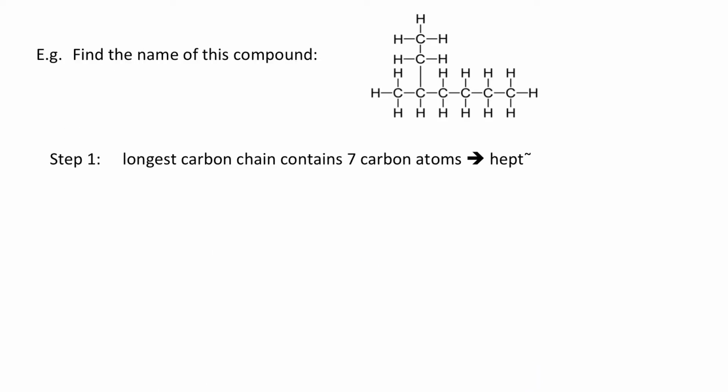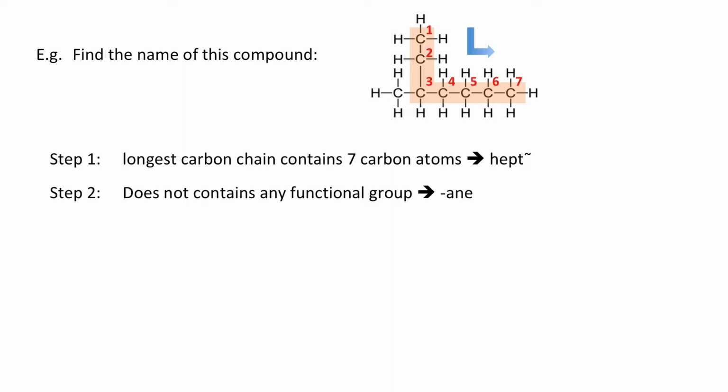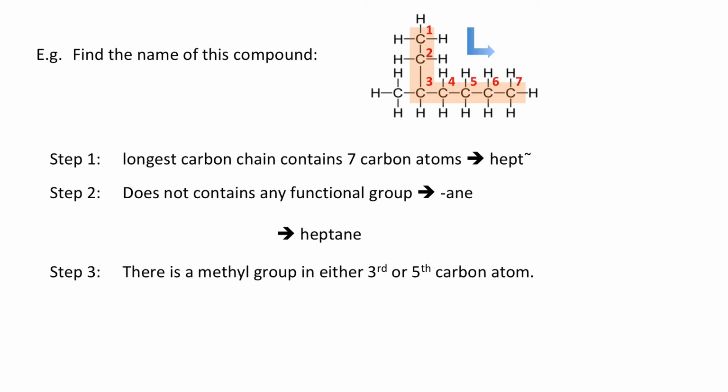We use this molecule as an example. First of all, the longest carbon chain contains 7 carbons, as we mentioned in the picture. So it starts with hept. Since this is an alkane, so this is heptane. Next, there is a methyl group in either the third or the fifth carbon, depends on the direction you choose. If you follow the blue arrow, then it will be the third position. If you reverse, then it will be the fifth position. But we choose the smaller one, so the name for this molecule is 3-methylheptane.